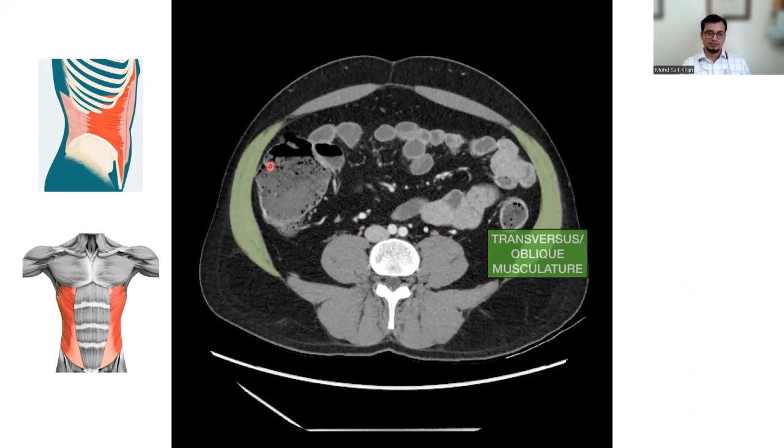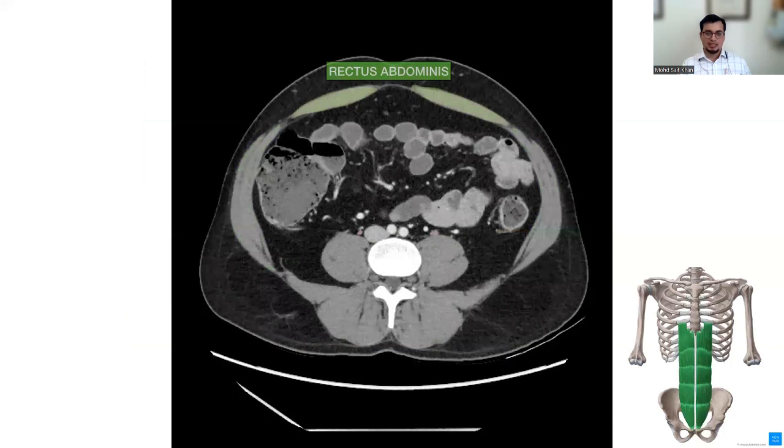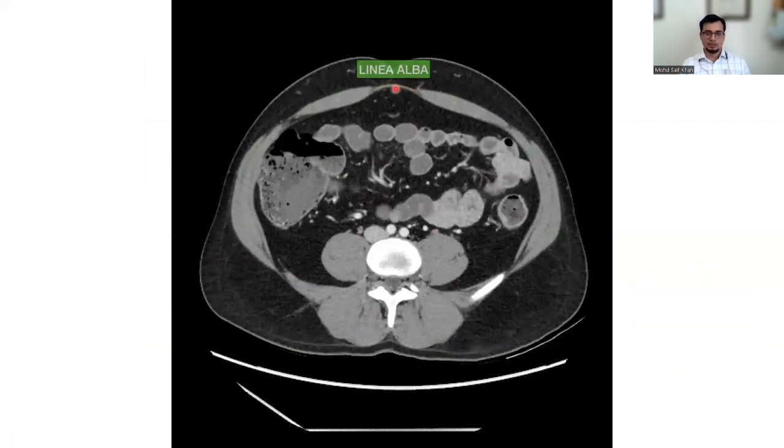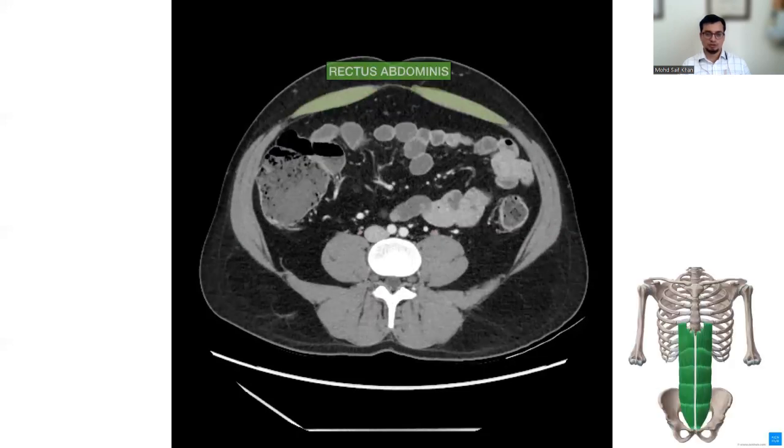So now you can see some more muscles. Muscles found on the lateral side of the abdomen are the transversus abdominis and oblique muscles, okay? And anteriorly, you can see one more pair of muscles, that is your rectus abdominis. These are the long muscles of the anterior abdominal wall. This is your linea alba, a thin band of connective tissue attaching both the rectus abdominis.